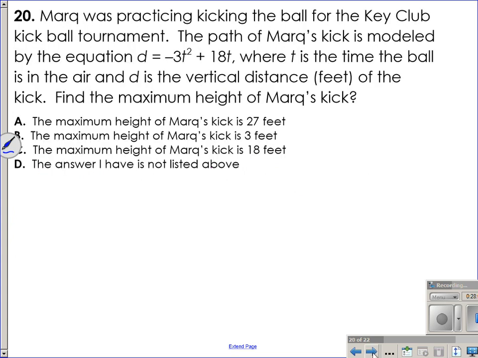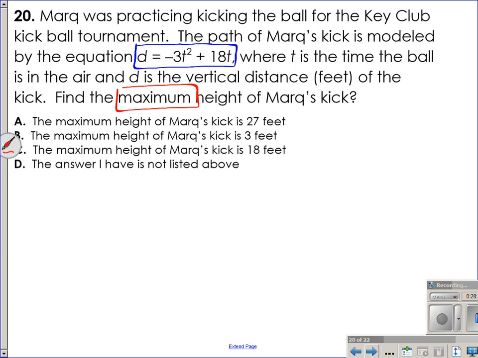Number 20 says Mark was practicing kicking the ball for the Key Club kickball tournament. The path of Mark's kick is modeled by the equation d equals negative 3t squared plus 18t, where t is the time the ball is in the air and d is the vertical distance in feet of the kick. The question says, find the maximum height of Mark's kick.